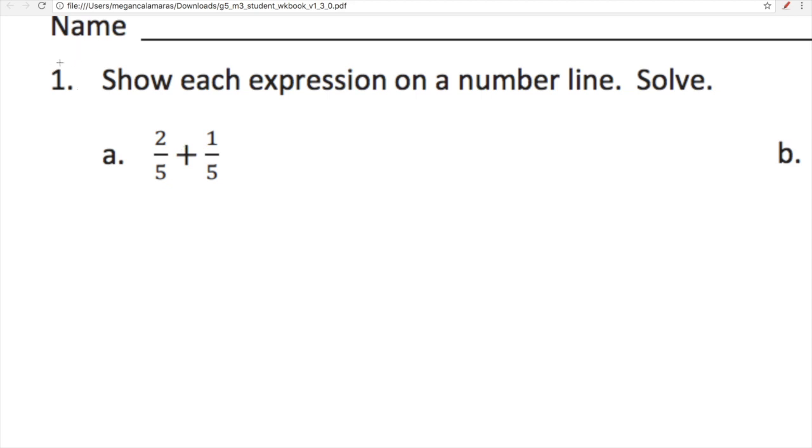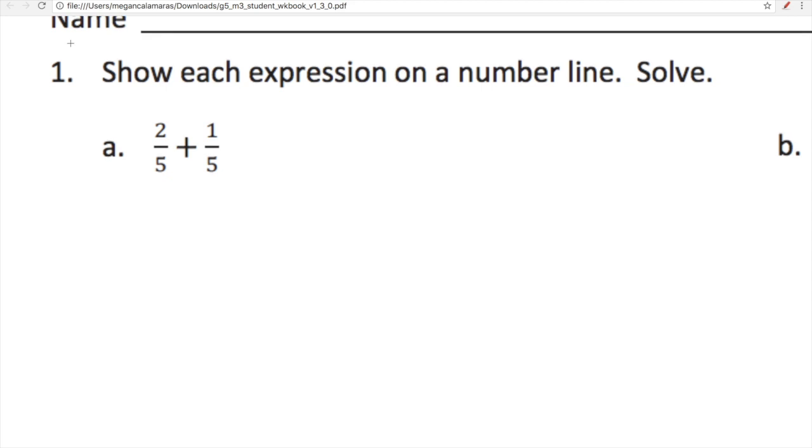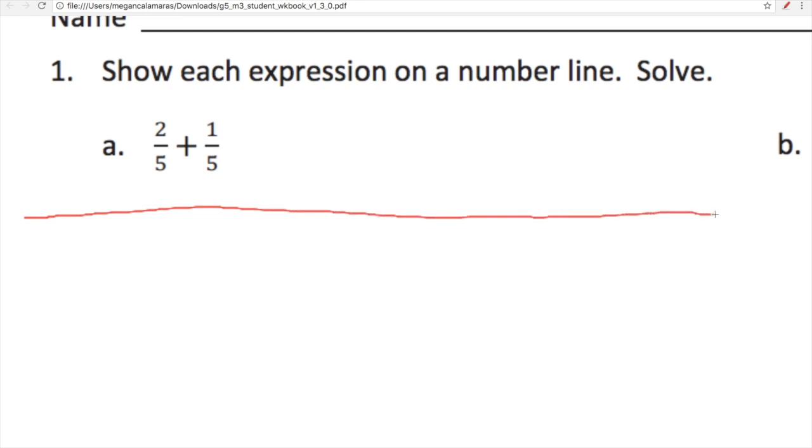Okay, kiddos, let's look at number 1. Here we are going to show each expression on a number line and solve. We are right now just working with numbers that have common or like denominators. Denominators, again, is the downstairs number. So 5 and 5, you all know those are the same number. We're just going to add 2/5 and 1/5 on a number line. Our interval here is going to be 5 because our denominator is 5.